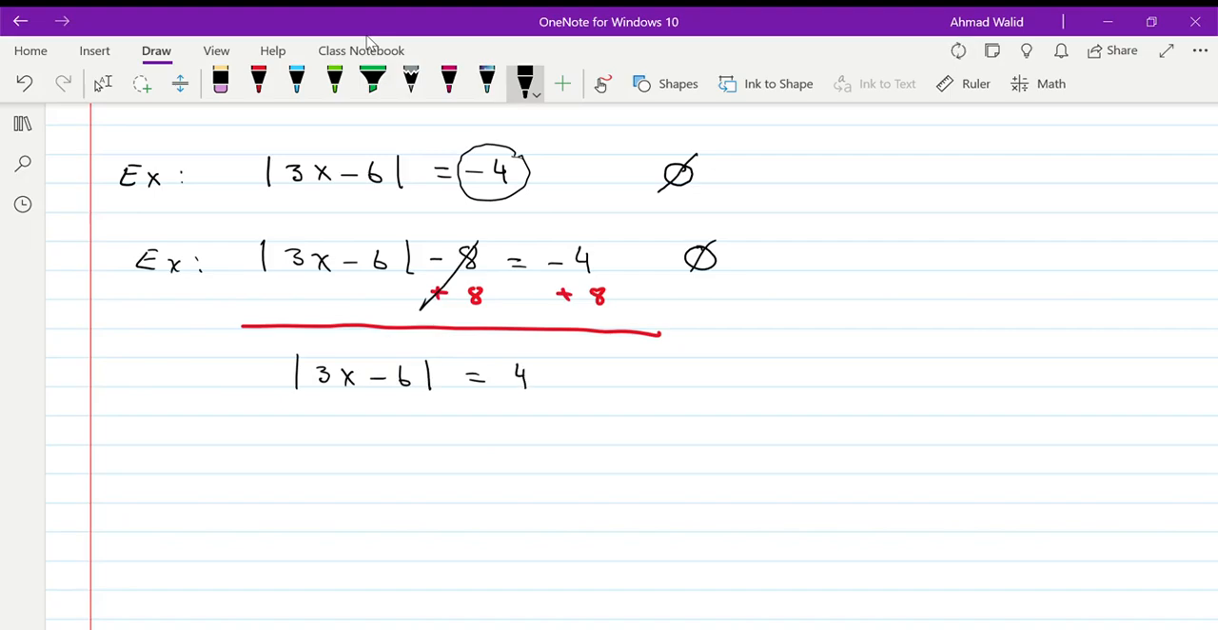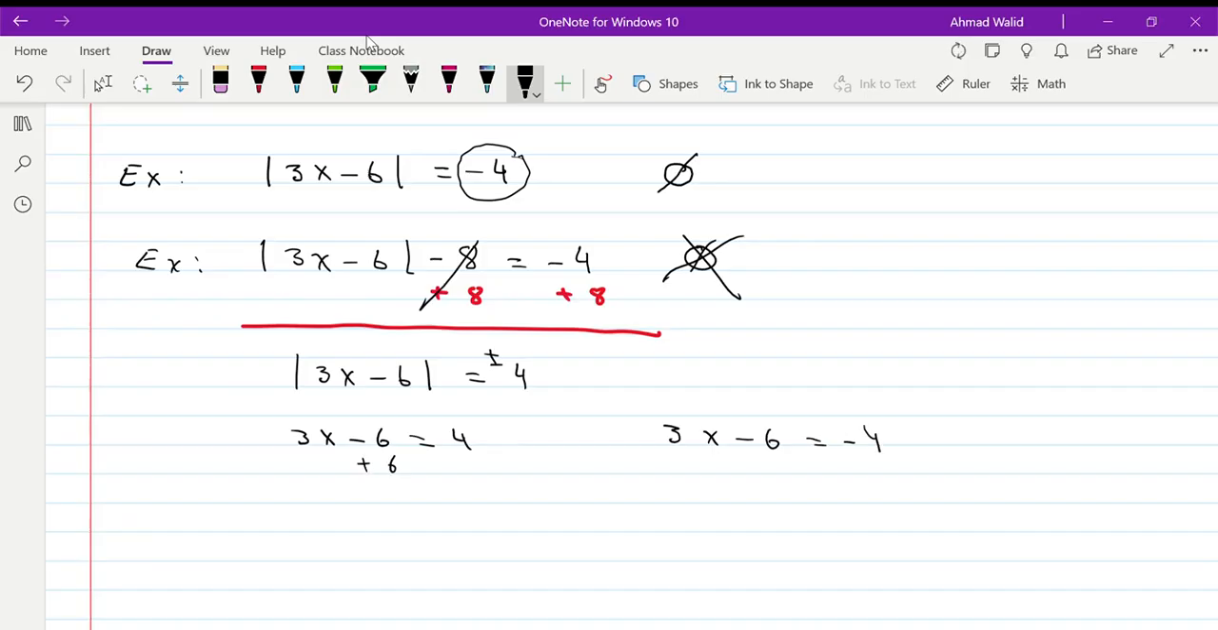You see, no solution was the wrong answer. Actually, this equation has a solution. You have to solve it step by step. What to do? Use the plus minus sign on the right side, remove the absolute value sign, and make two equations. 3x minus 6 equals positive 4, and 3x minus 6 equals negative 4.